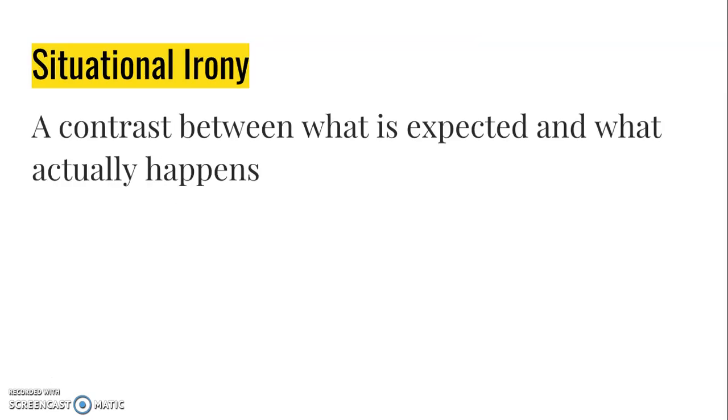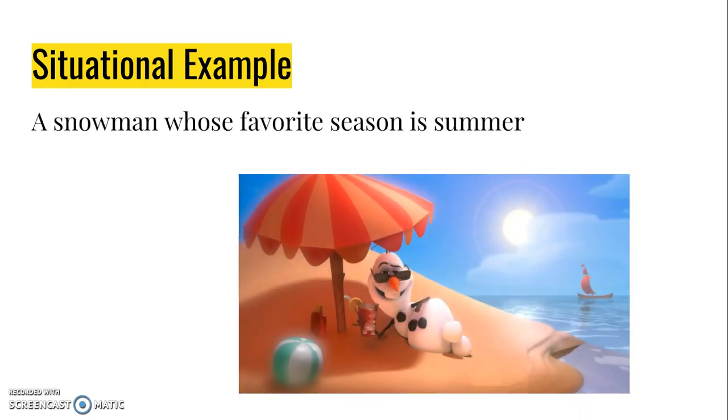Situational irony is a contrast between what is expected and what actually happens. We see that word contrast again, so they're different. What we expect and what actually happens are different. Looking at the example here, we see a snowman whose favorite season is summer. The expectation would be that a snowman's favorite season would be when it's nice and cold, like winter. But in this case, the snowman's favorite season is summer. So what we expected and what is actually true are different.